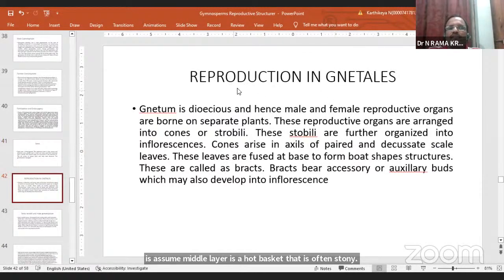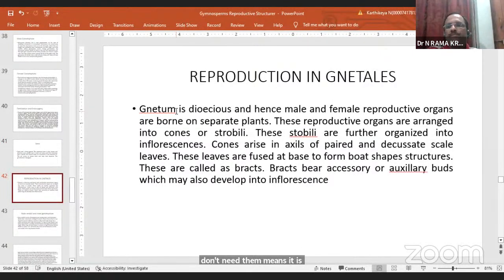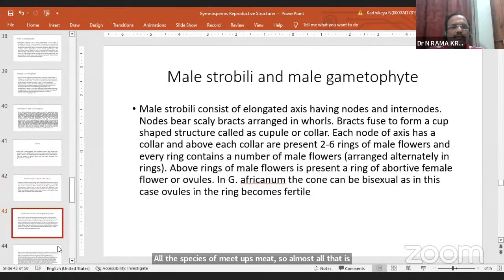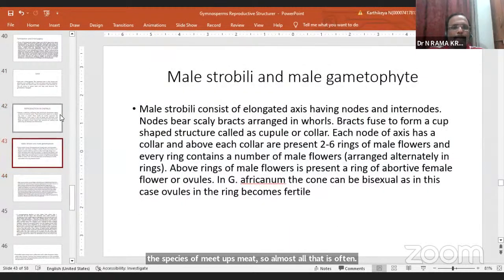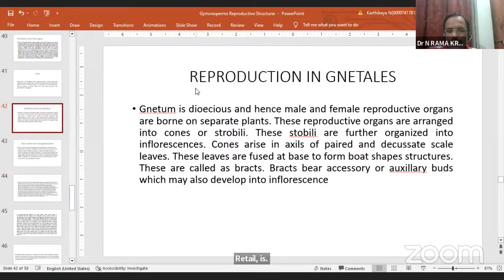Next, you see here the reproductive system of Gnetales. Gnetum is in almost all respects an advanced group of gymnosperms. All the species of Gnetum plants are dioecious. The reproductive organs of Gnetum are referred to as flowers, organized into cones or strobili. The strobili are organized into well-defined compound strobili or inflorescence.